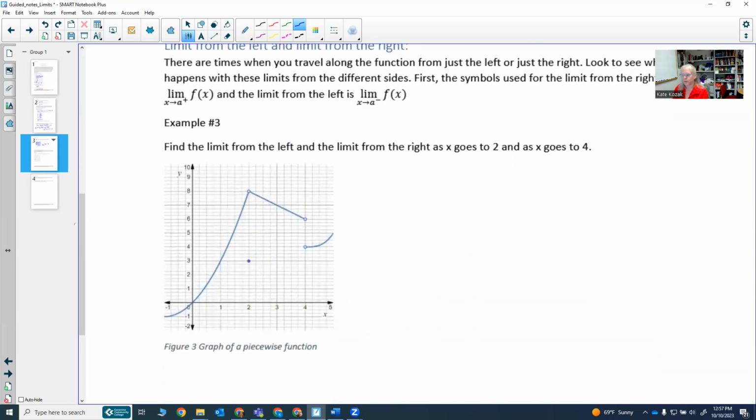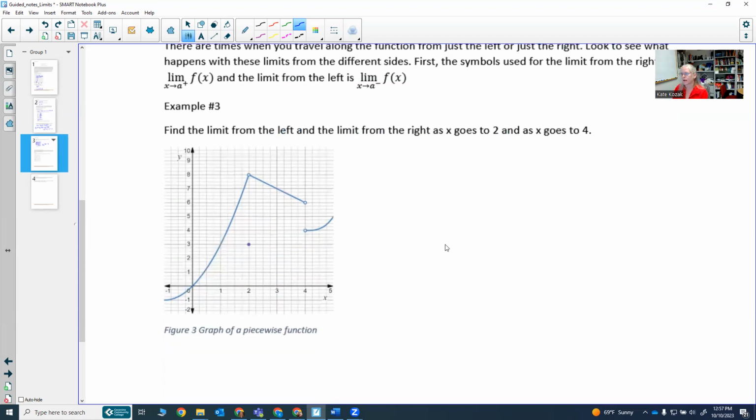So, example number 3. Find the limit from the left and the limit from the right as x goes to 2 and as x goes to 4. So we'll travel on the graph from 0 to 2. The y values tend towards 8. So the limit from the left as x approaches 2 from the left of f of x is 8.